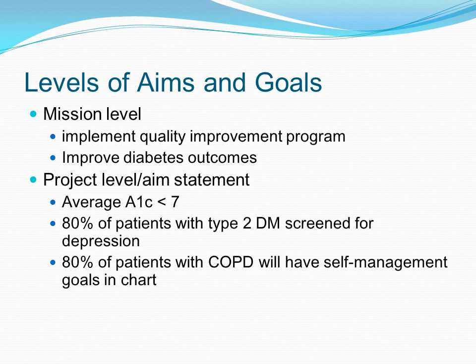Then we drill down to the specific project we're working on, and the aim might be that our average A1C is less than 7, or that 80% of our patients with type 2 diabetes have been screened for depression, or that 80% of patients with chronic obstructive pulmonary disease have self-management goals in their chart. So these are very specific. So you can see how you've got a general aim, like improved diabetes outcomes, and then specific measurable aims or goals, such as 80% of our patients have been screened for. So you can see how these are different.